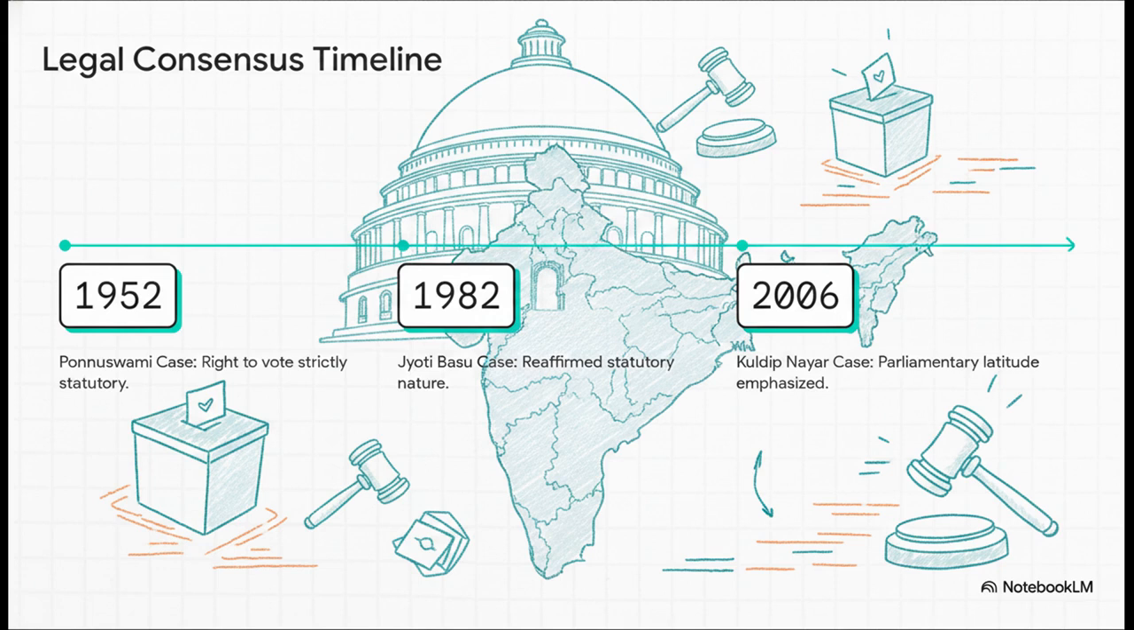Now, the underlying logic here actually kind of makes sense at first glance, because the Constitution doesn't expressly enumerate voting in Part 3 alongside our other fundamental rights. The court reasoned that Parliament enjoys immense latitude in prescribing voting qualifications and procedures through legislation. Specifically, we're talking about the Representation of the People Act.